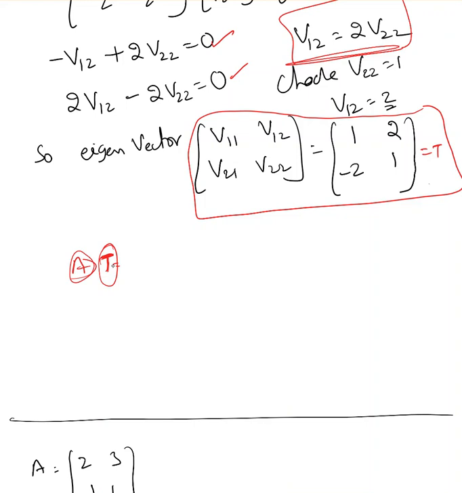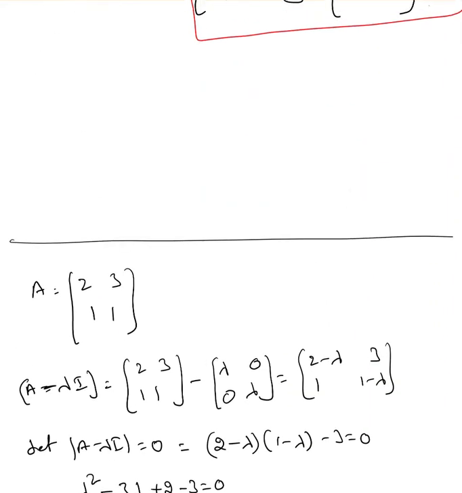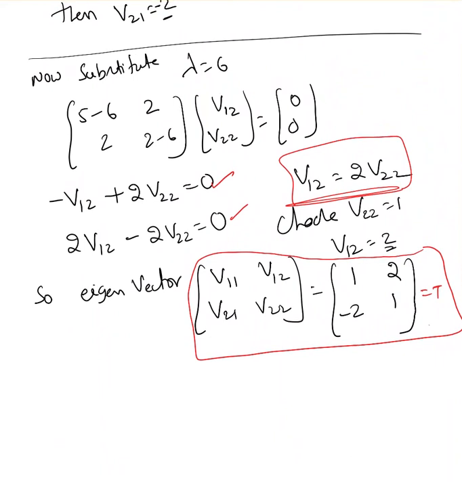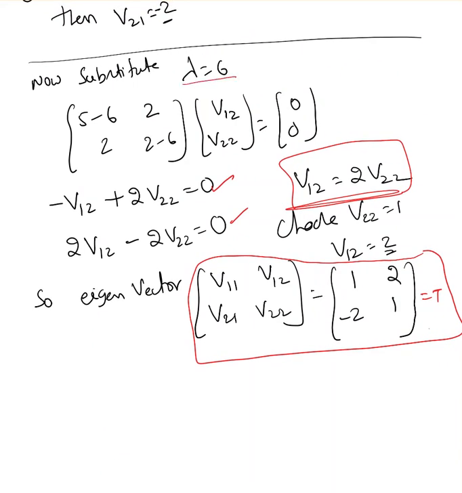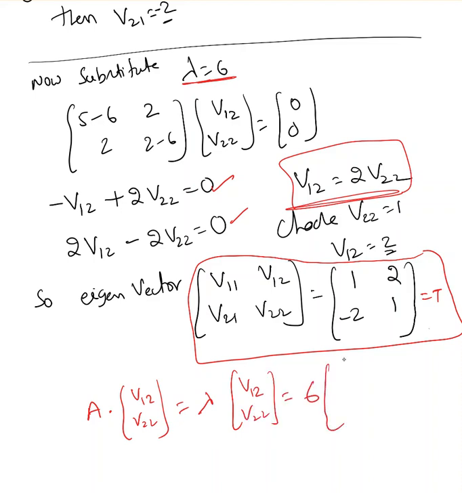Now I'm going to solve the next example. As I mentioned, you will get the eigenvalue lambda. So if I multiply A times [V12, V22], you will end up with lambda times [V12, V22]. Here lambda is 6, and I end up with V12 as 2 and V22 as 1. This is what we will end up with if I multiply A times [V12, V22].